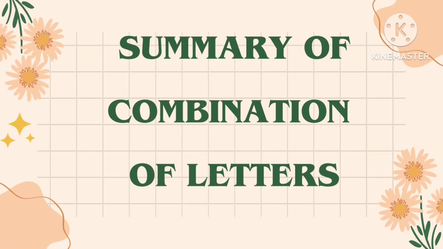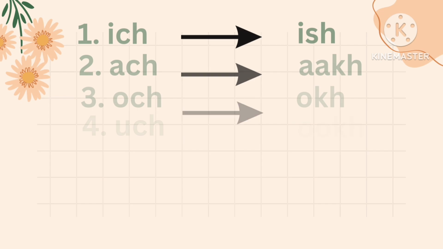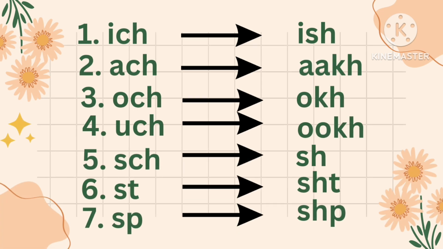Summary of combinations of letters. ICH sounds as ish, ACH sounds as ark, OCH sounds as oak, UCH sounds as ook, SCH sounds as sh, ST sounds as st, SP sounds as sp.